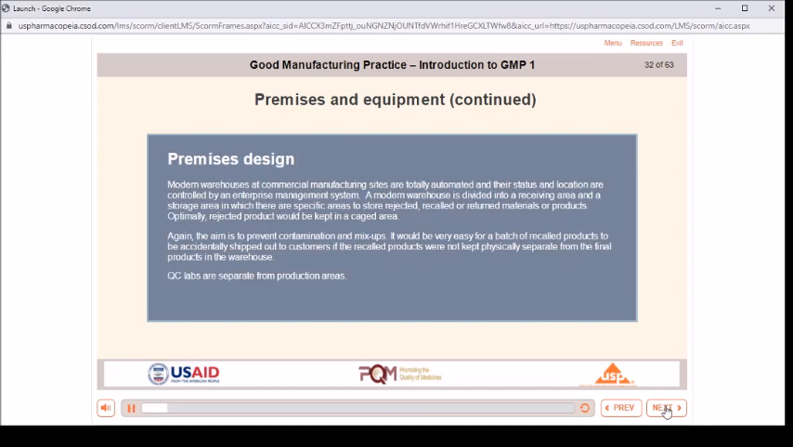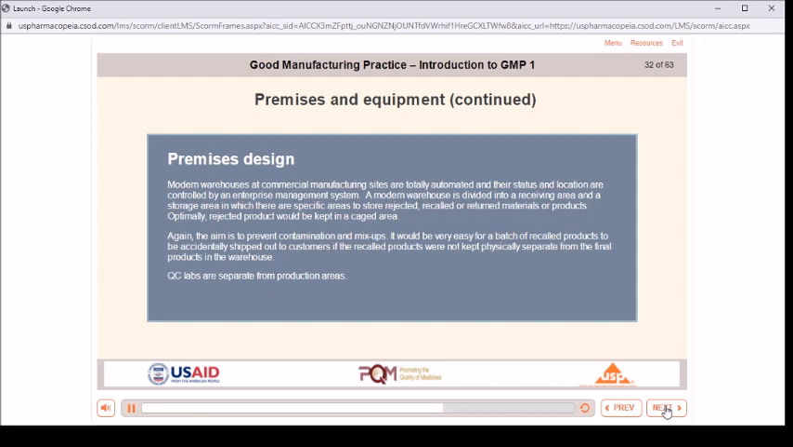Premises and equipment, continued. Premises design. Modern warehouses at commercial manufacturing sites are totally automated and their status and location are controlled by an enterprise management system. A modern warehouse is divided into a receiving area and a storage area in which there are specific areas to store rejected, recalled, or returned materials or products. Optimally, rejected product would be kept in a caged area. Again, the aim is to prevent contamination and mix-ups.